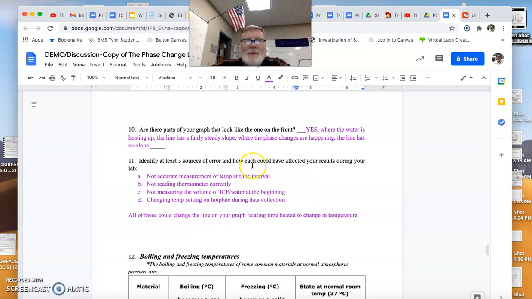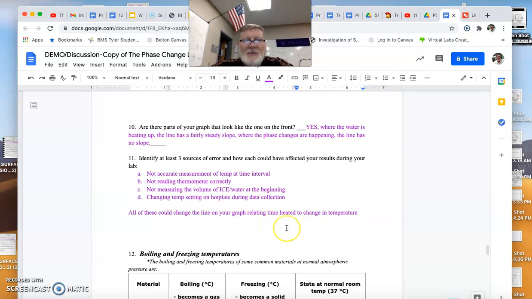Three sources of error. And so if you did not measure the temperature at specific time intervals correctly, that would be a source of error. If you did not read the thermometer correctly, so sometimes people count each dash as 1, but if you notice, they're really 2 because there's only 5 of them between 10 and 20 degrees and so forth. Not measuring the volume of ice or water at the beginning would be a problem. And then if you were to turn the hot plate up in the middle, or turn it down, or turn it off, that would affect your data. All of them would change the line on your graph that relates time heated to change in temperature.